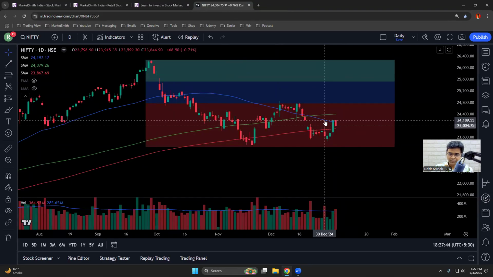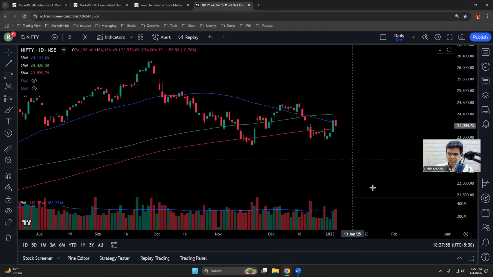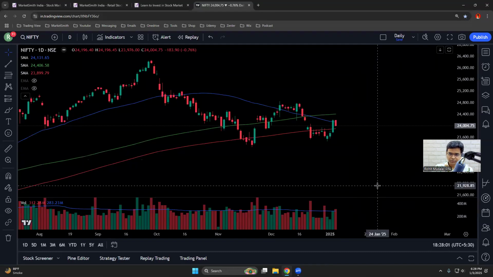So the blue line is the 50-day simple moving average. The green line is the 150-day simple moving average. And the red line is the 200-day simple moving average. And I have drawn this base on the Nifty. I can remove this base if it is confusing for you. So this is how it looks.